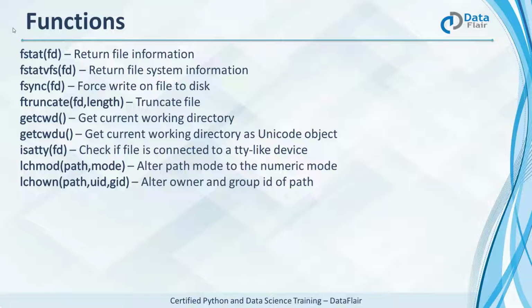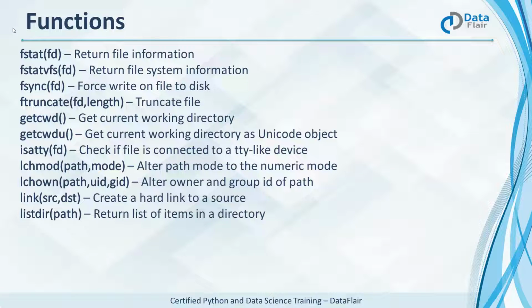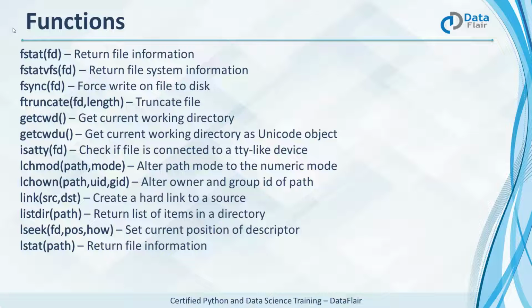lchmod and lchown change mode and owner. link creates a hard link to a source, and listdir gets the names of all the items in a directory. lseek lets us change the position of a descriptor, say bring it to the beginning of a file. lstat gives us file information, and major extracts a device's major number.